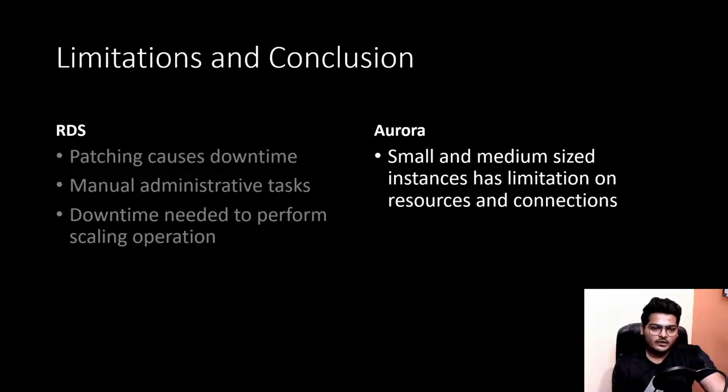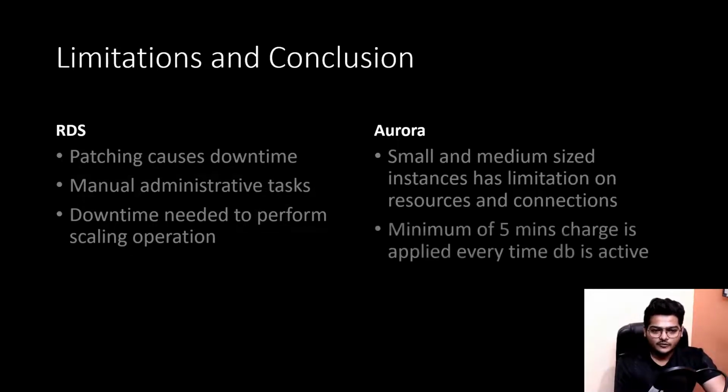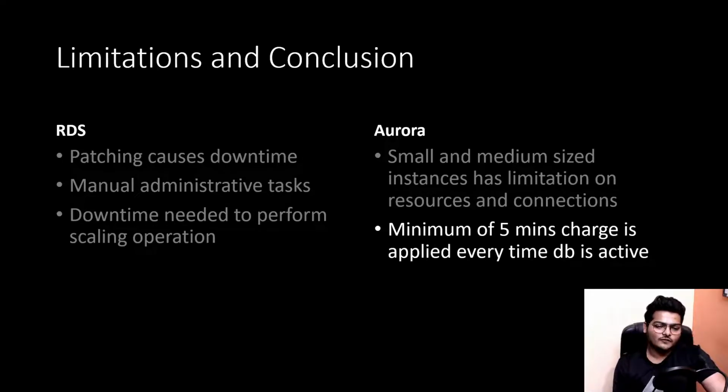If you're working with Aurora with small and medium size instances, there is a limitation on the resources and the number of connections you are allowed to have. So in production, you are definitely recommended to use a higher type of instance with Aurora. And the drawback with Aurora is that even if you spin up an Aurora instance for a few seconds, you will be charged for 5 minutes. So the costing works in intervals of 5 minutes. That is something you should be aware of.